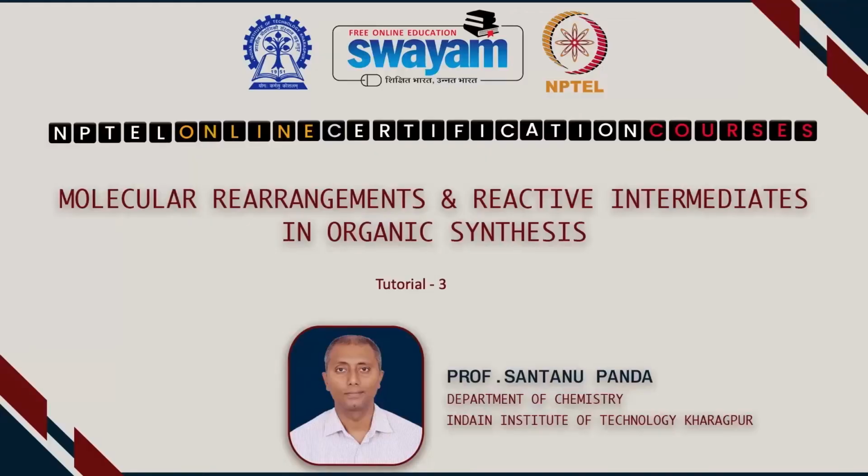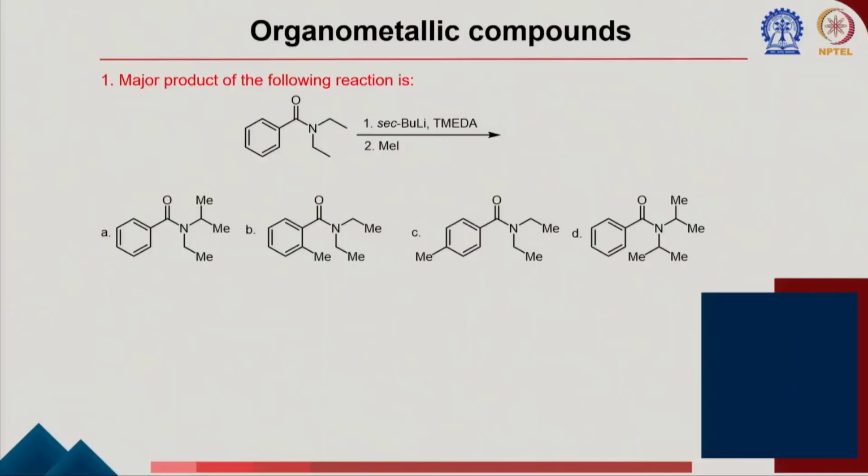Welcome back to this NPTEL online certification course in molecular rearrangement and reactive intermediates. In the last two classes, I talked about some of the problems from all the different sections which I covered in this class. I already covered the problems from the carbocation and also from the carbene and nitrene. In today's class, I am going to focus on some problems from carbanion and also from Grignard and organolithium. Those can also be considered as some sort of carbanion, correct? So let's talk about the problems.